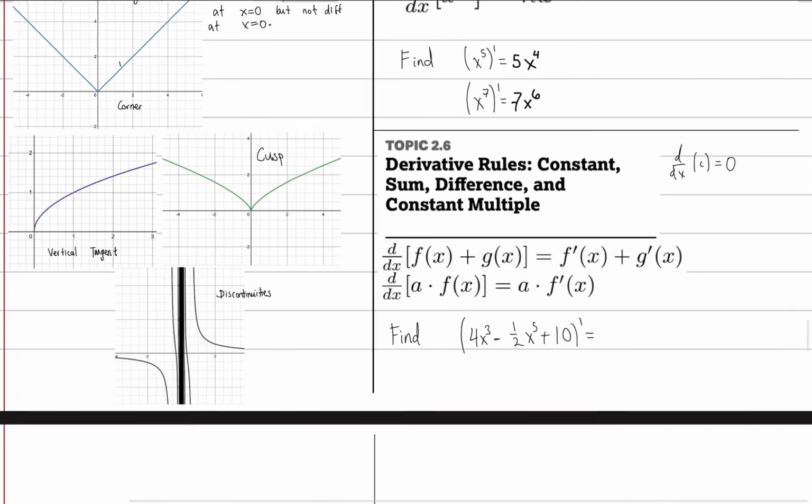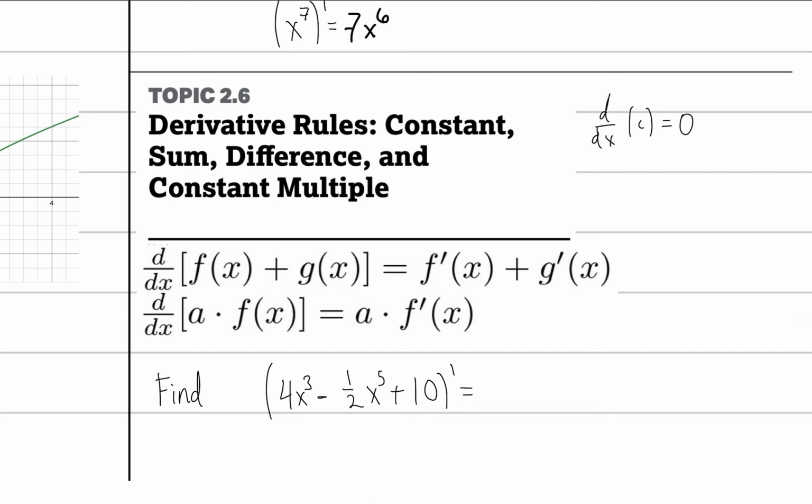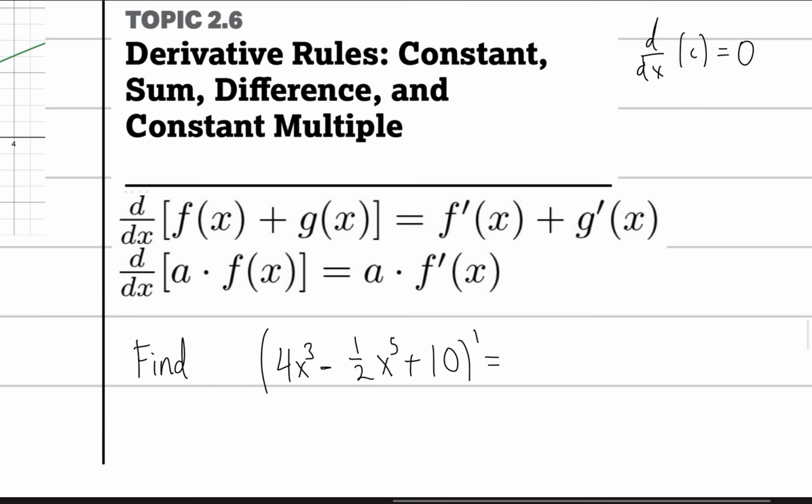Because when we get to topic 2.6, we're going to learn the constant, sum, difference, and constant multiple rules. Now the derivative of any constant function is 0, right? If we say something is constant, that literally means it does not change. And the derivative measures change, right? Rate of change at a point. So if we want to take the derivative of something that doesn't change, its derivative is going to be 0. Now, also you need to know that the derivative of a sum is just the sum of the derivatives. And if we have a constant multiple, we could just factor that out of the derivative.